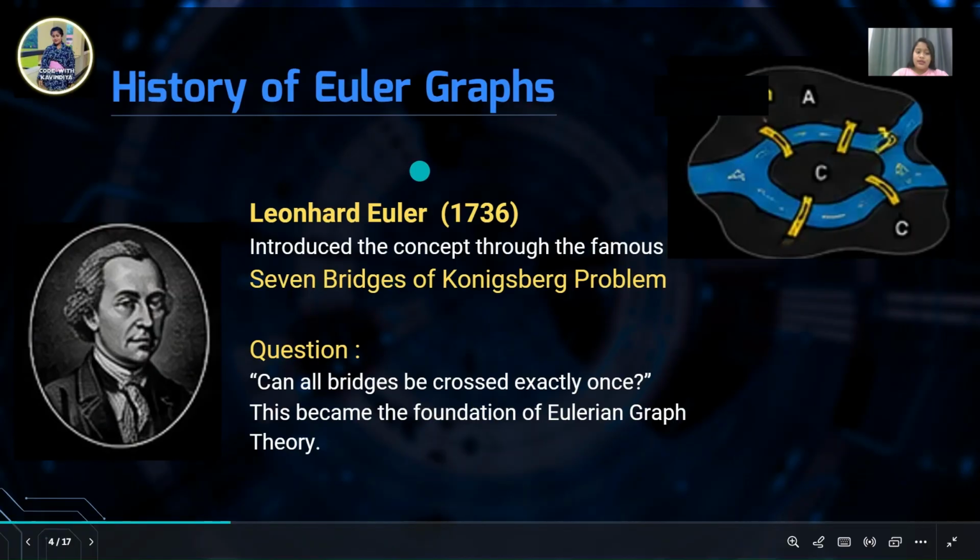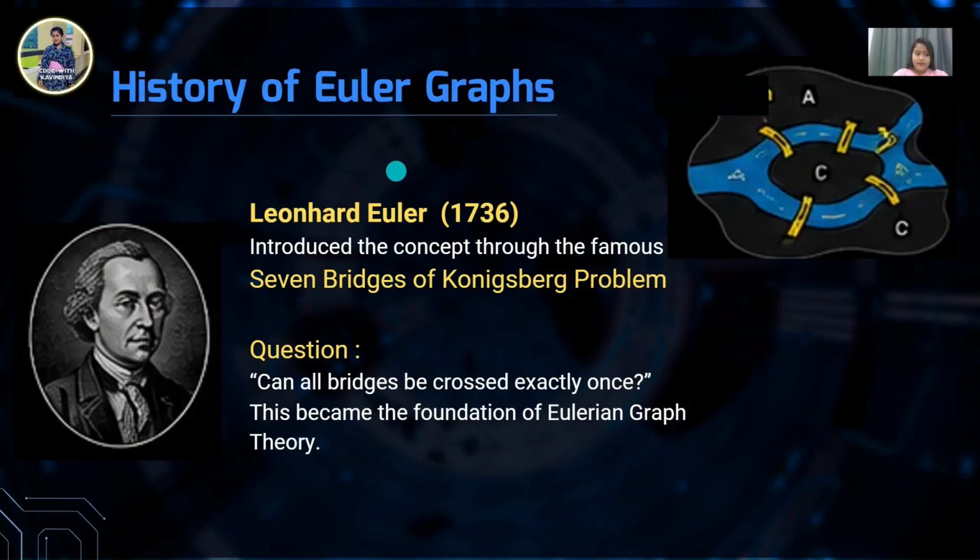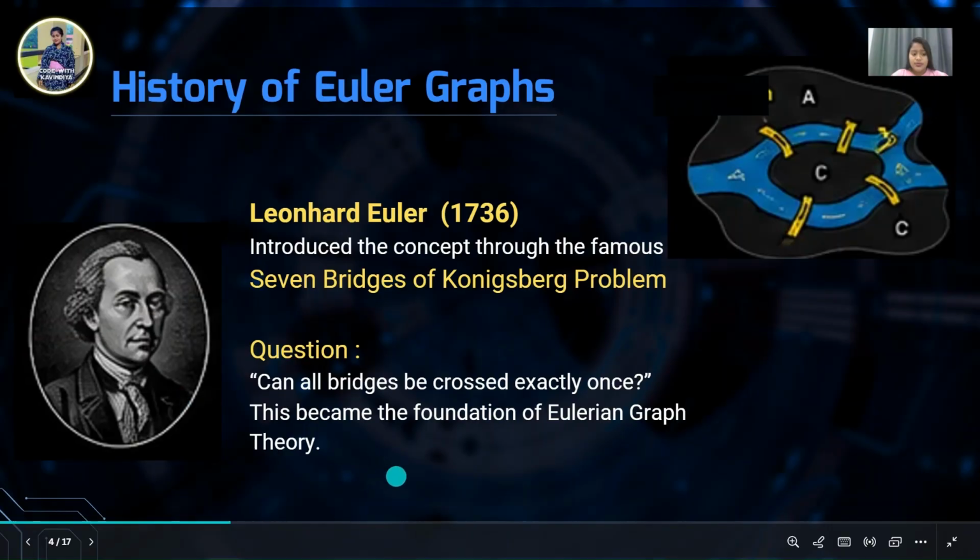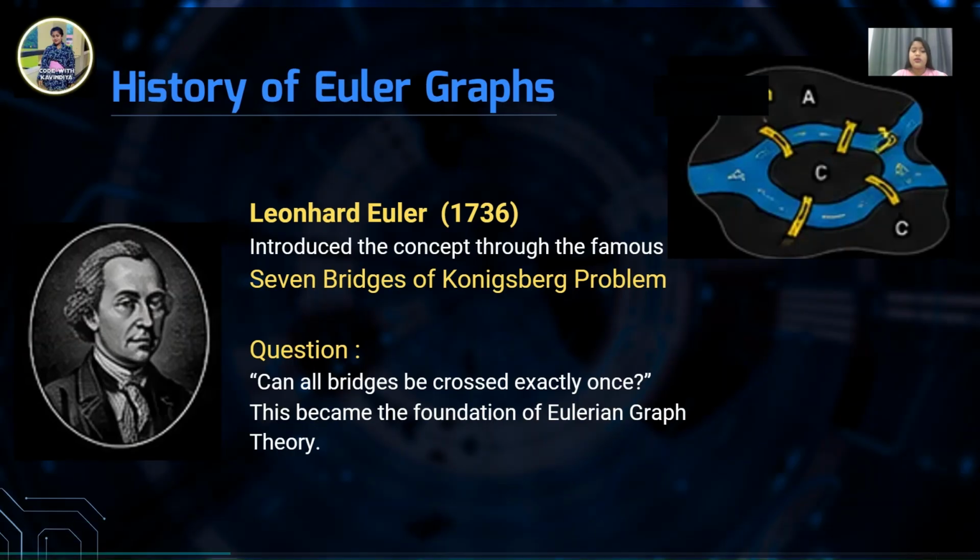Now, let's look at where this idea came from. In 1736, a mathematician named Leonhard Euler was given a challenge called the Seven Bridges of Königsberg problem. People wanted to know whether it was possible to cross every bridge exactly one time without repeating any bridge. Euler studied this problem and discovered the basic rule behind Euler paths and Euler circuits. Because of his work, he is known as the father of graph theory.